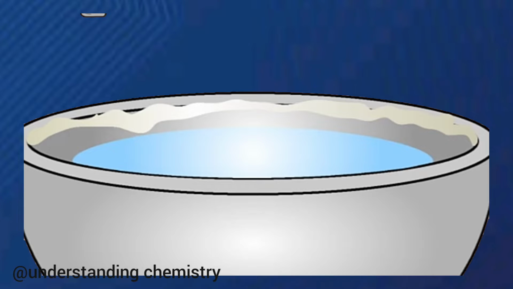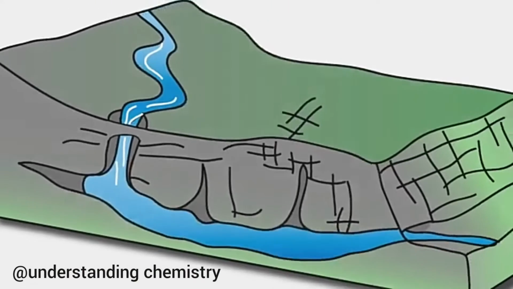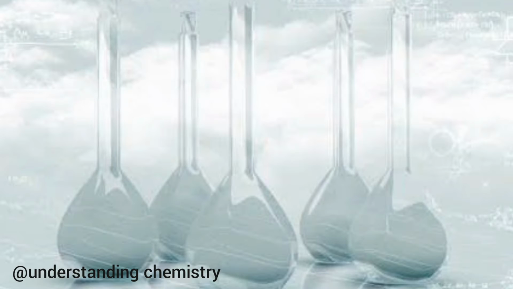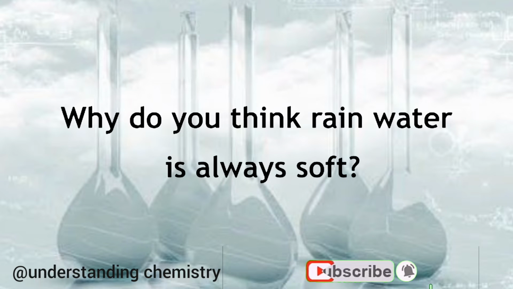Hardness is usually caused by the presence of calcium ions dissolved in the water. Water coming from rivers or wells has had to flow through the surrounding rocks, and if they contain soluble calcium salts, the water will become hard. So here's a question. Why do you think rainwater is always soft?